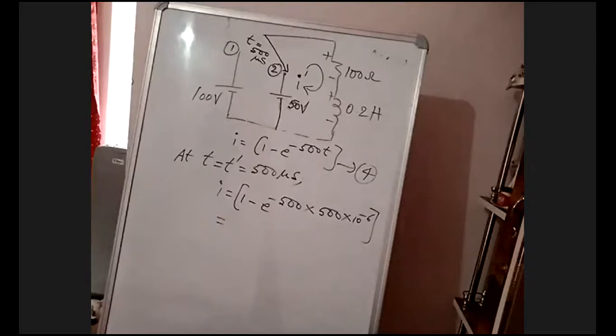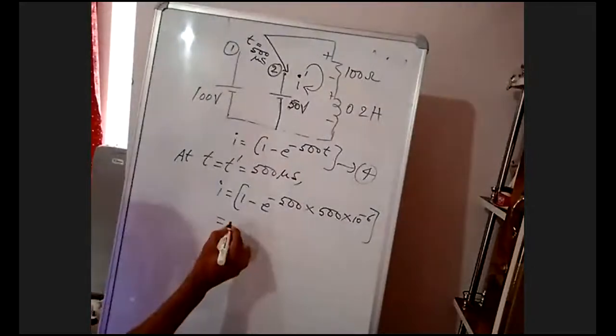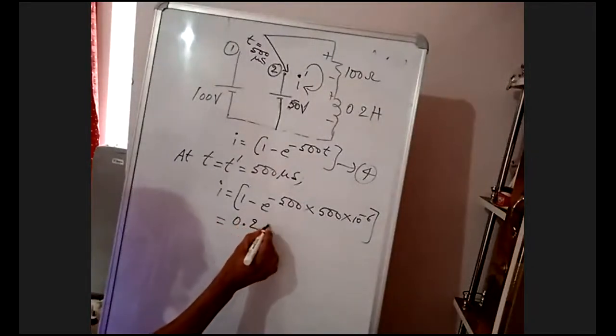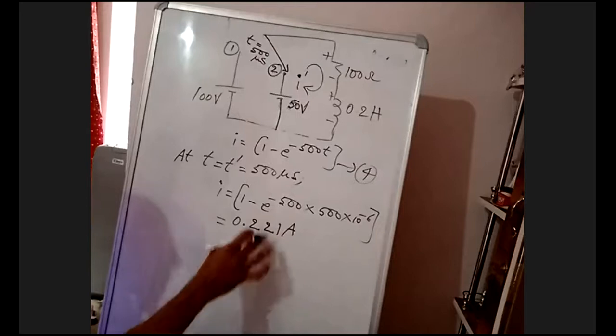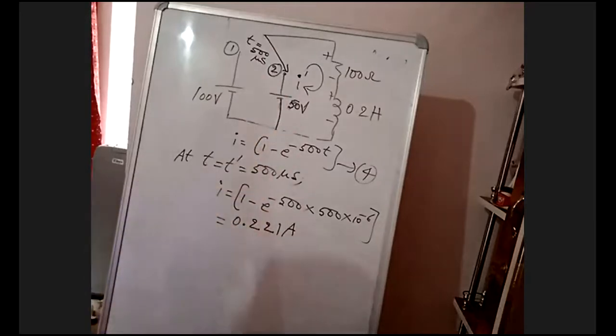Now when switch is in position 2, this is the initial current. Your initial current is not 0 now because time is 500 microseconds. It is 0.221. This is the initial current when switch is moved to position 2.